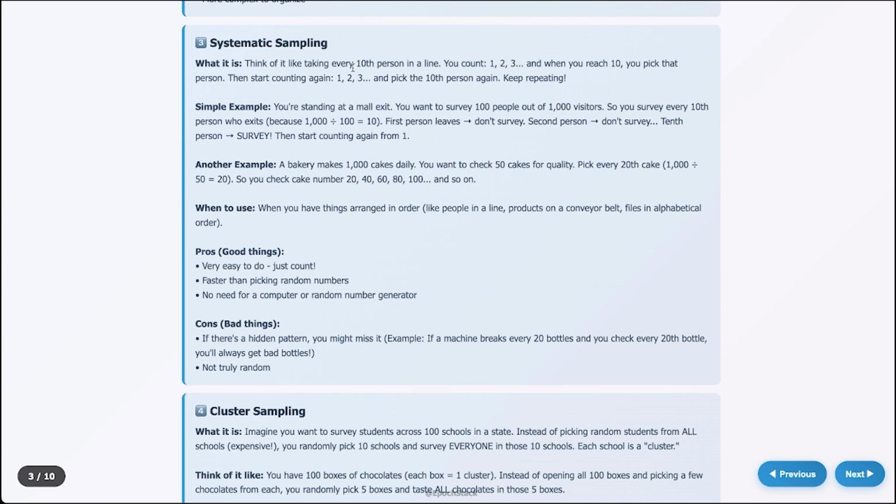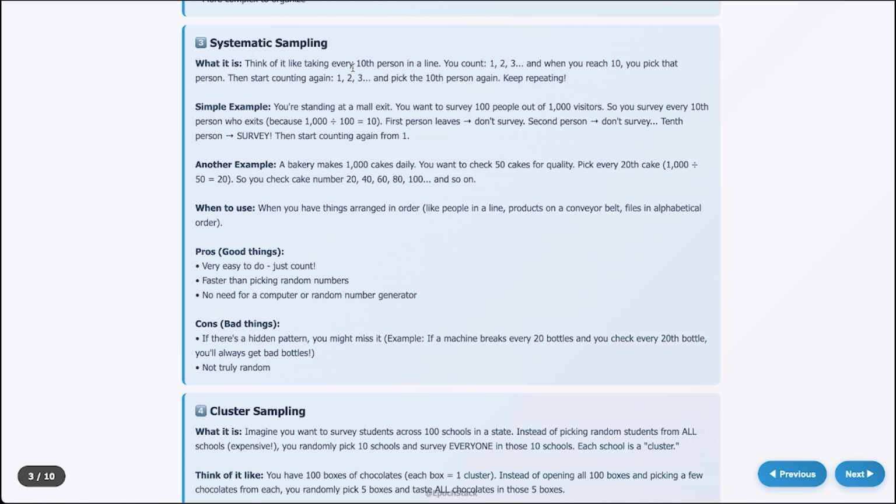When you have the data arranged in order, okay, like for example, people in a line, or products on a conveyor belt, or files in alphabetical order, here order matters. And what are the advantages here? It is very easy to do the counting.